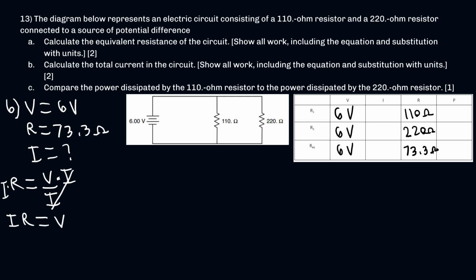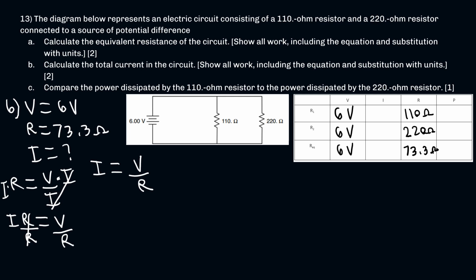Since I have I multiplied to R, I want to get rid of R, so the opposite of multiplication is going to be division. So we divide this out from both sides of the equation, and I should have here now that I is equal to V over R. So move that up here actually. All right, so now with this, my current is equal to my potential difference over my resistance.